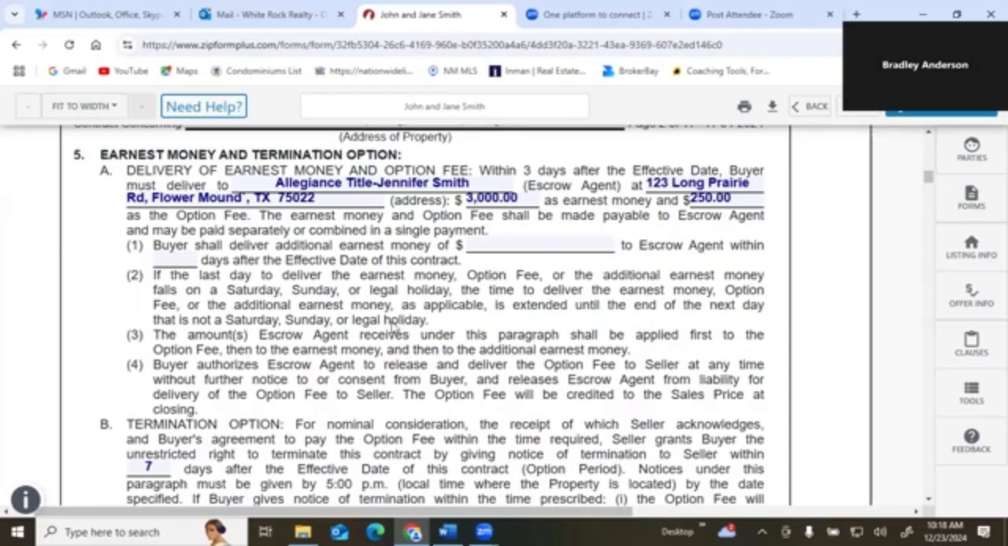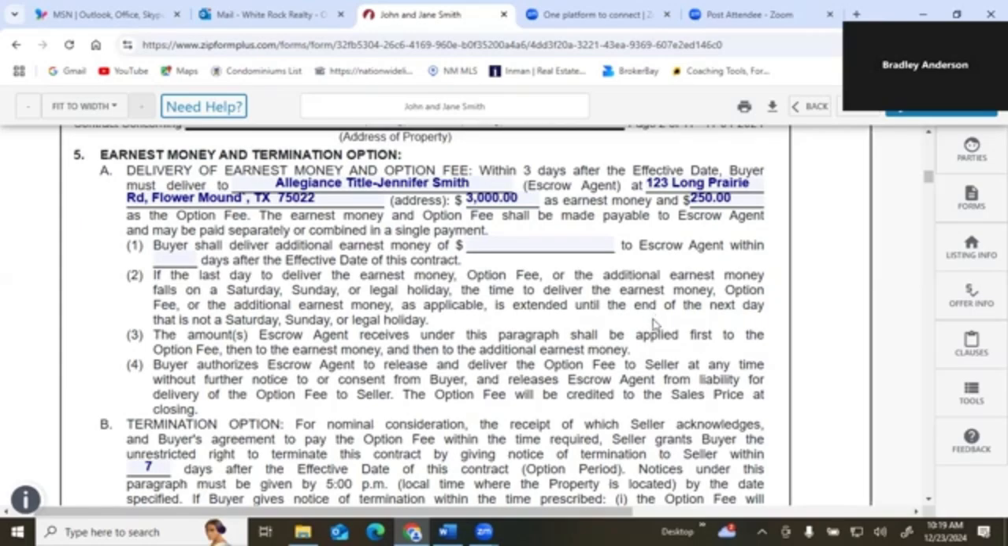And then it elaborates. If the last day to deliver the earnest money, option fee, or the additional earnest money or option fee falls on a Saturday, Sunday, or legal holiday, the time to deliver the earnest money and the option fee or the additional earnest money as applicable is extended until the end of the next day that is not a Saturday, Sunday, or legal holiday.